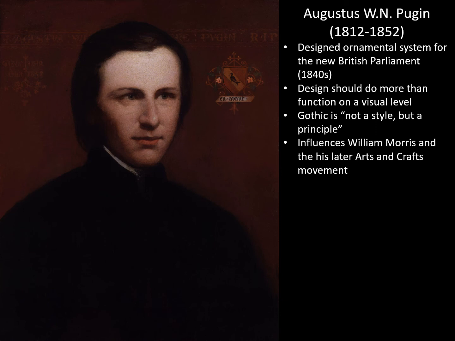But he's very influential. He designed the ornamental system for the new British Parliament. So when you think of the Houses of Parliament today and Big Ben, all of that was designed by Pugin. It has this Gothic look. He thinks of Gothic as not a style, but a principle. And that design needs to do more than look good. It should inform the viewer of their worldview. So it's this very utopian, idealized view.